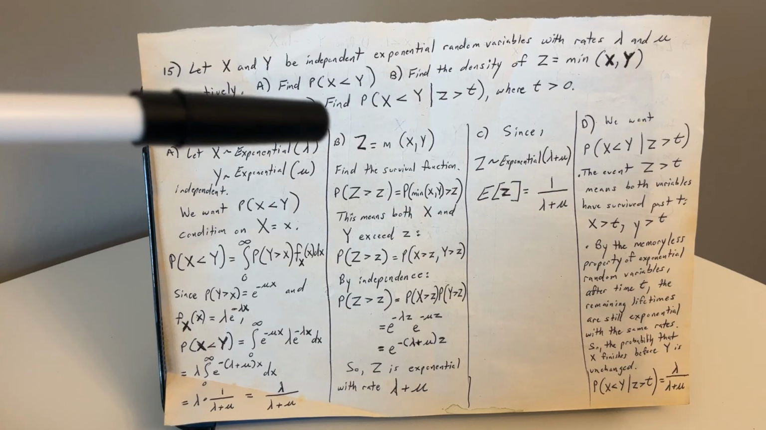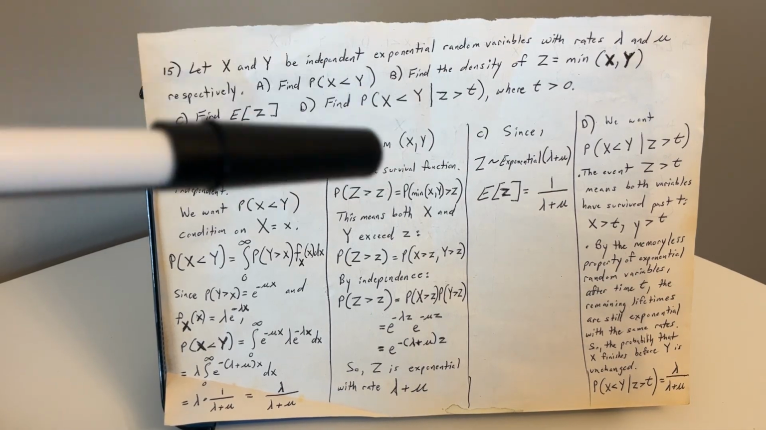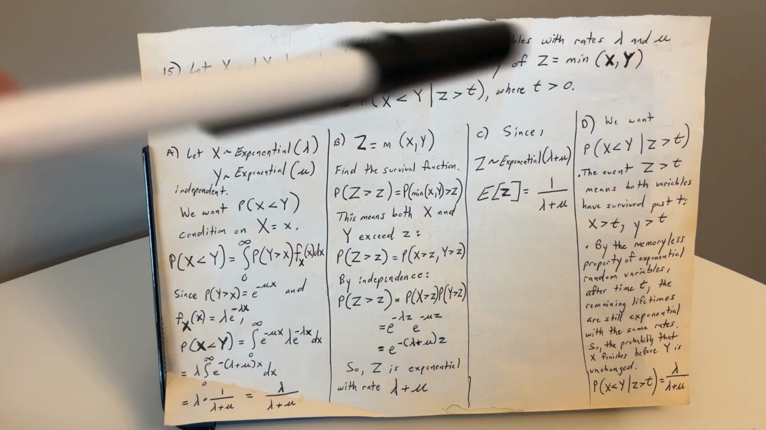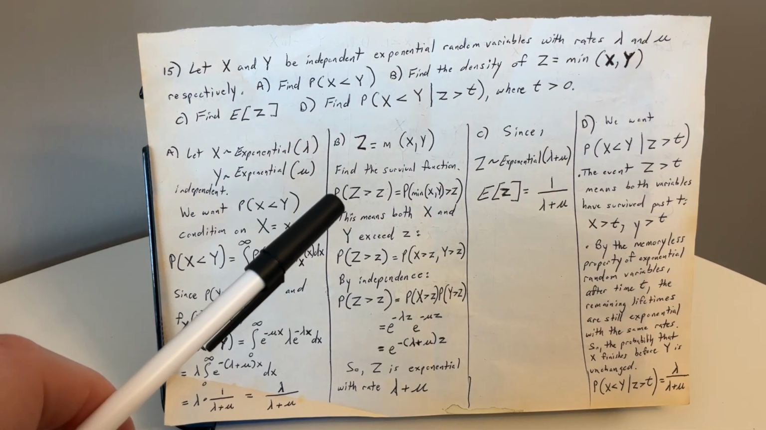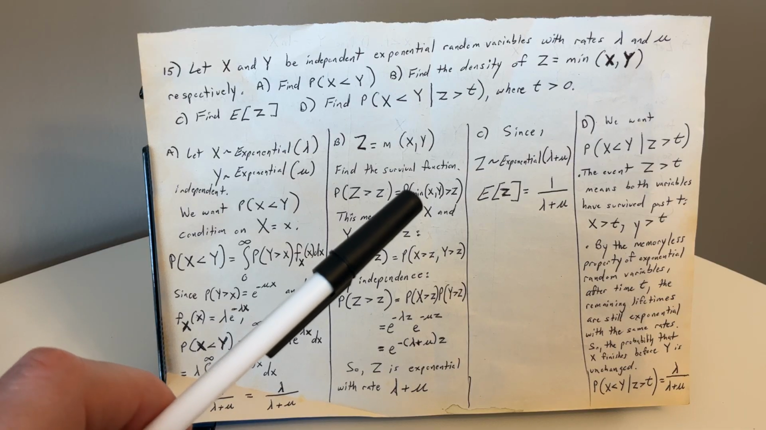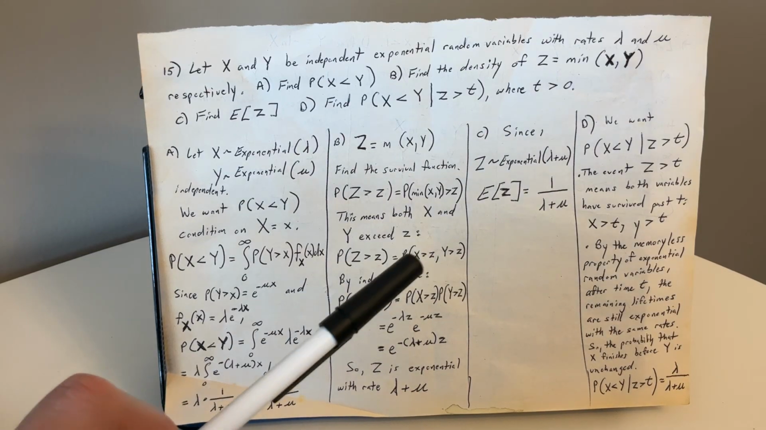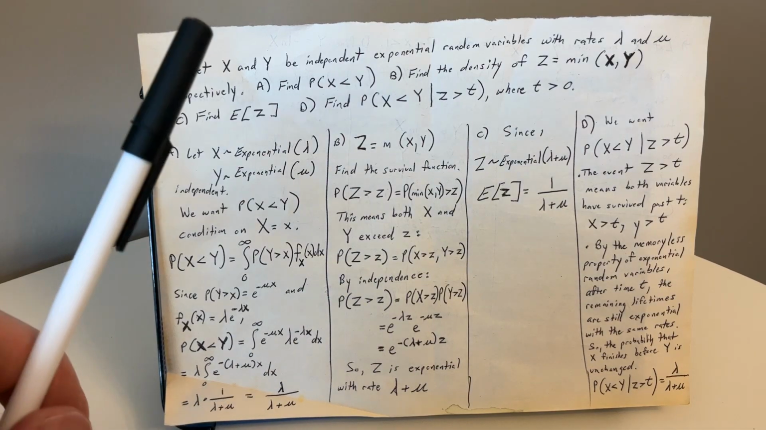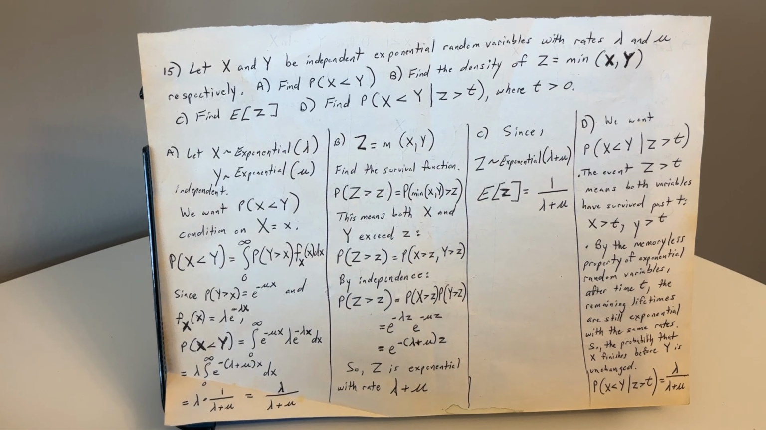Part B, Z equals the min of X and Y. Find the survival function. Why do we want to do that? Well, for part B, they're telling us to find the density of Z equals the min of X and Y. So we want to find the survival function. Take the probability of Z is greater than z, the probability of the minimum of X and Y is greater than z. This means both X and Y exceed z. So the probability that capital Z is greater than lowercase z equals the probability of X greater than z and Y greater than z.